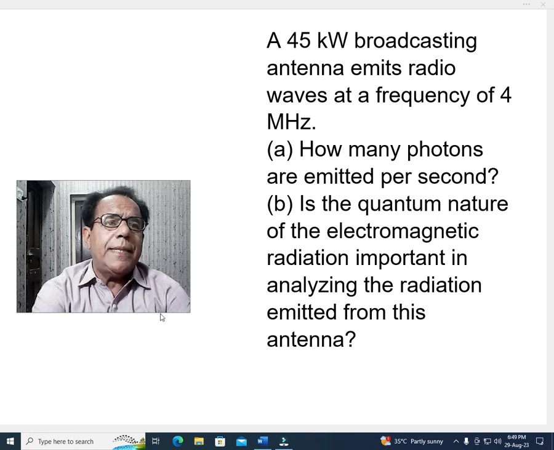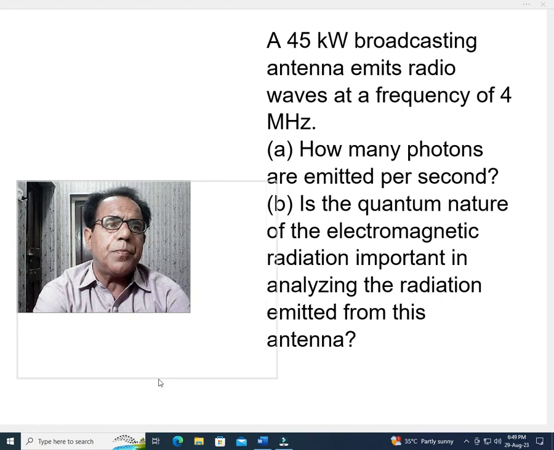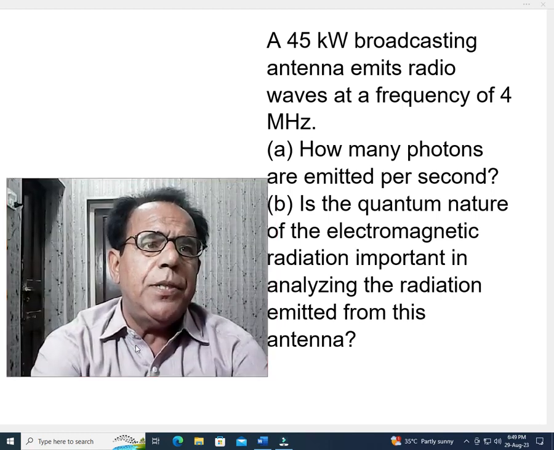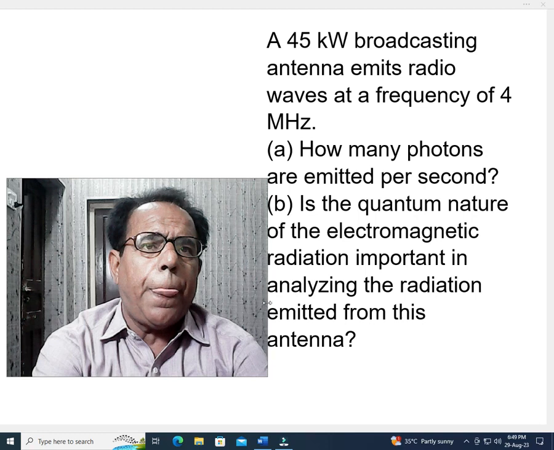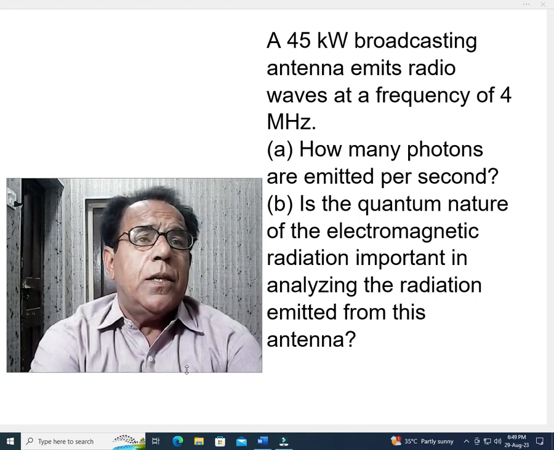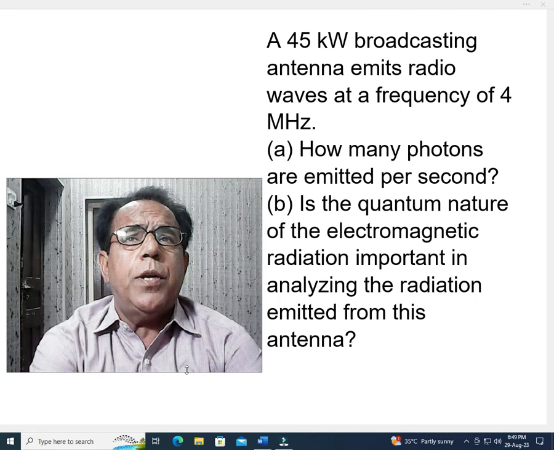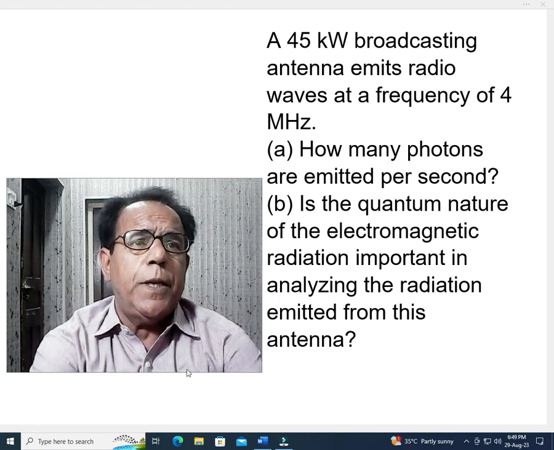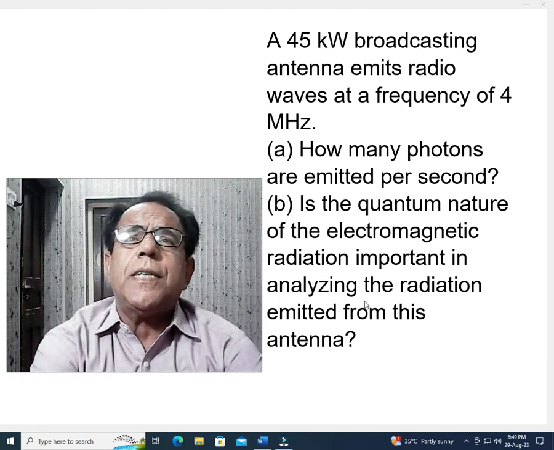This is our next problem of quantum mechanics. The problem has been chosen from the book Quantum Mechanics: Concepts and Applications. The author is Nouredine Zettili. Okay. As usual, we first come to its statement.